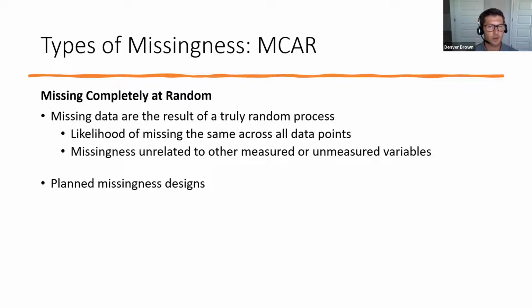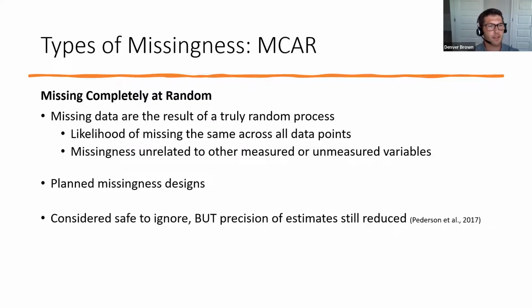And then lastly, in a third variation of the planned missingness design, participants are given random subsets of scale items in order to effectively collect data on more variables while minimizing the burden on any given participant. So when we have missing completely at random, it's considered completely safe to ignore our missingness and just do a complete case analysis. But there are some limitations to this still.